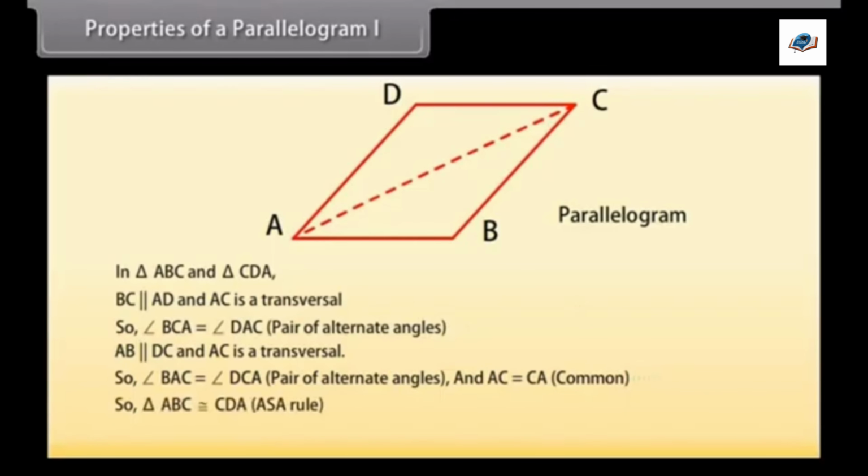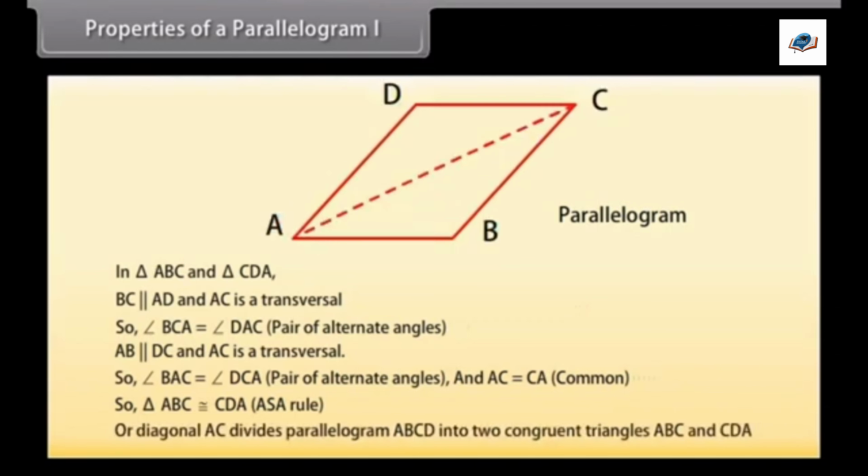So, by using the ASA rule, triangle ABC is congruent to triangle CDA. Or we can say that diagonal AC divides parallelogram ABCD into two congruent triangles ABC and CDA.